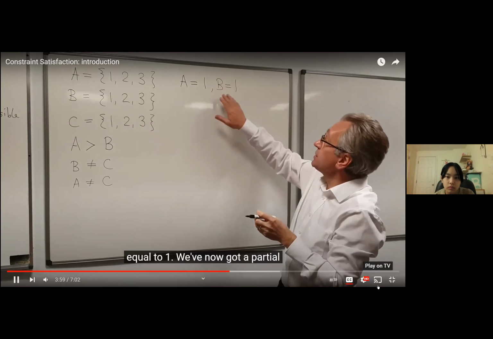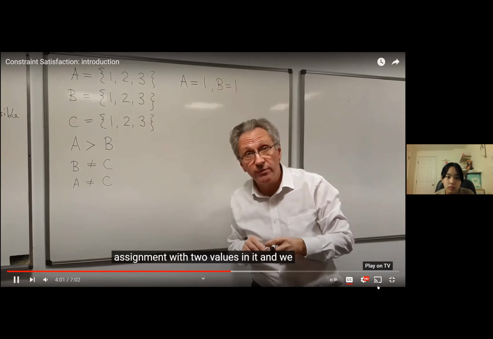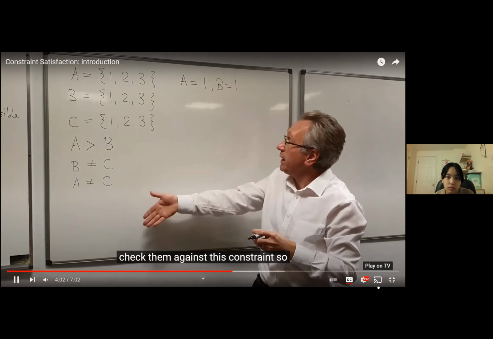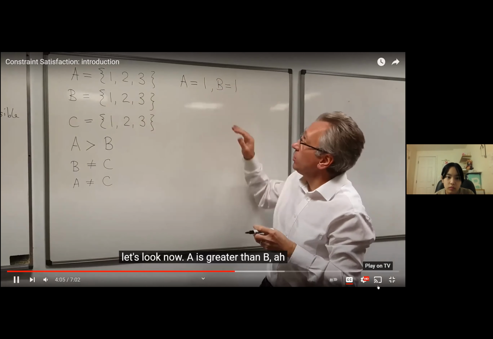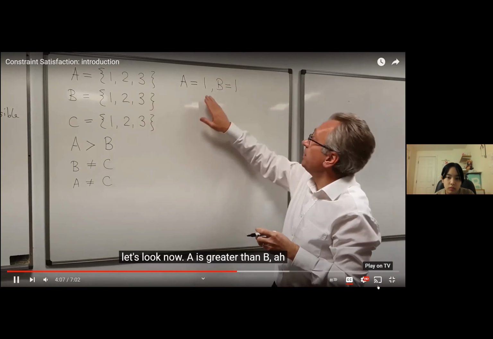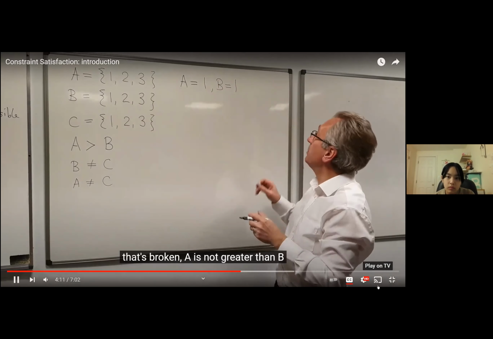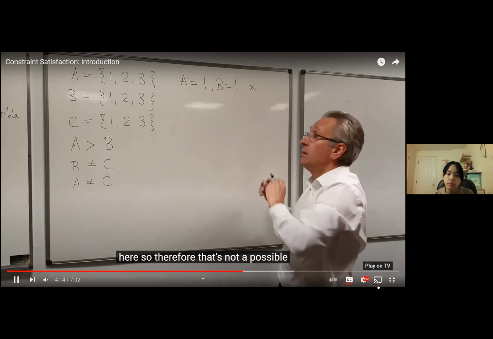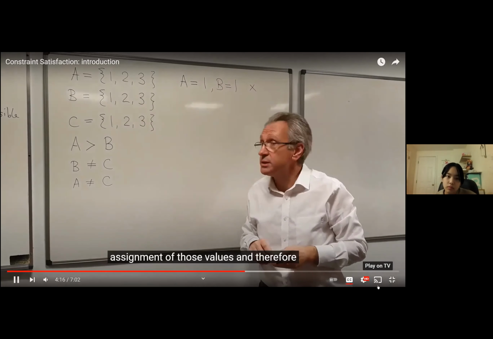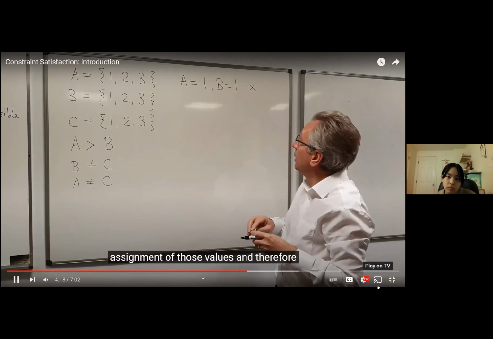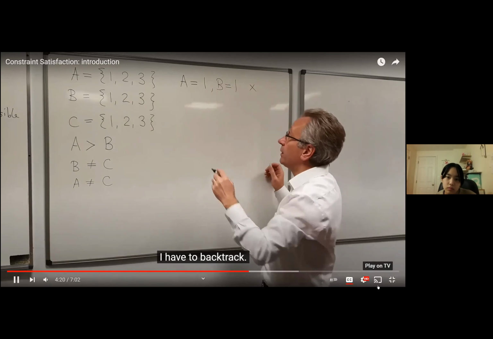We've now got a partial assignment with two values in it, and we check them against this constraint. So let's look now. A is greater than B. That's broken. A is not greater than B here. So therefore, that's not a possible assignment of those values, and therefore I have to backtrack.